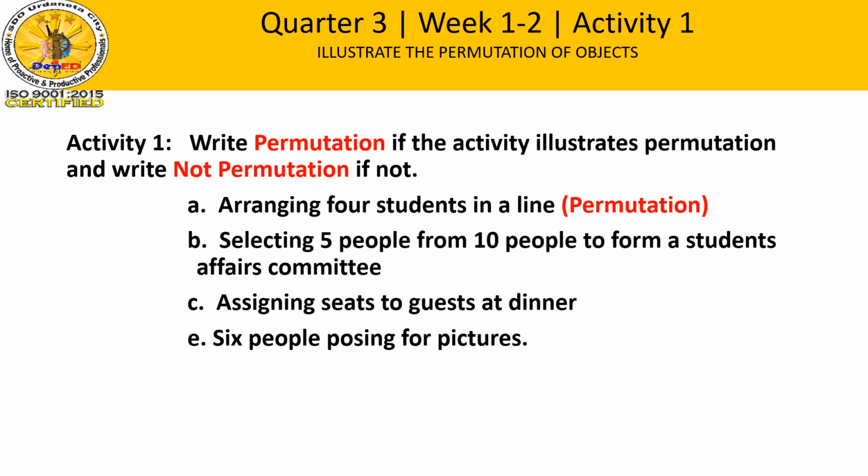Letter B. Selecting 5 people from 10 people to form a students' affairs committee. The activity does not illustrate permutation because committee members, with the exception of the leader, are not ranked among themselves. A committee, for example, composed of June, Mario, Maria, Pete, and John, is the same as a committee of Mario, Pete, June, John, and Maria.